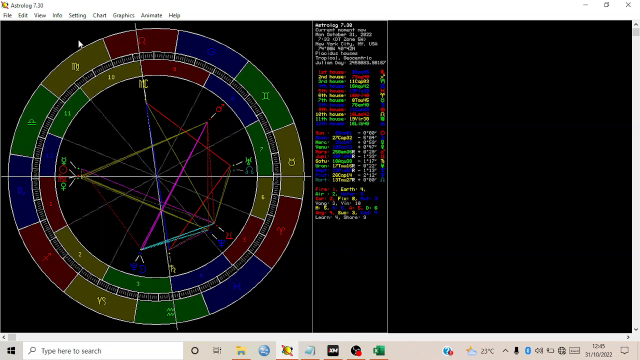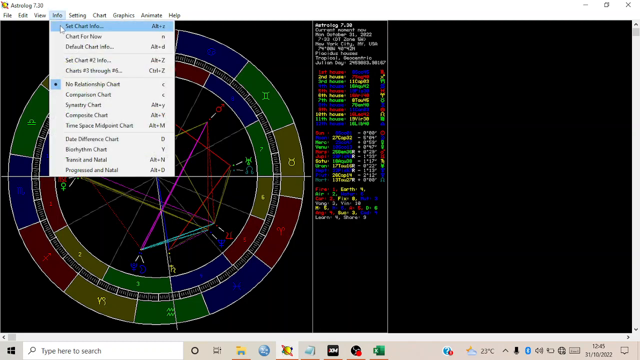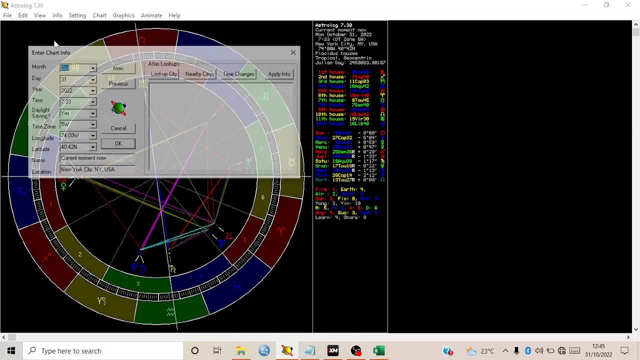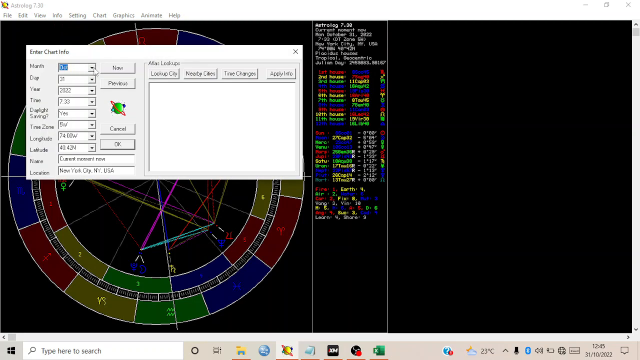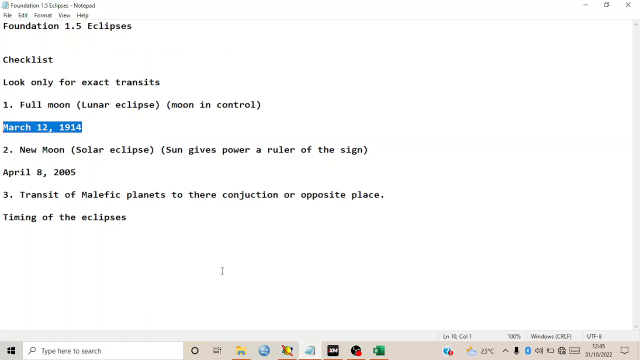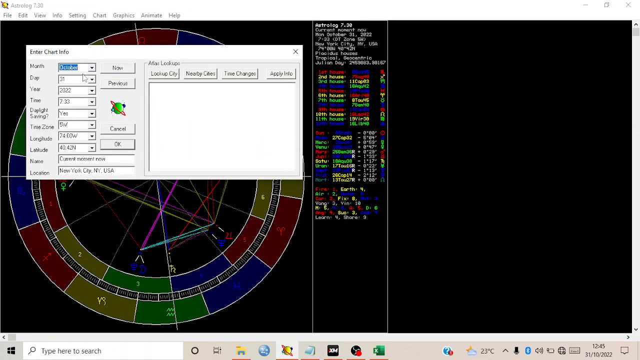So what I'm going to do is go to chart info, and then I'll say chart, right? And then I'll place in our date here, which is March 12th, 1914.